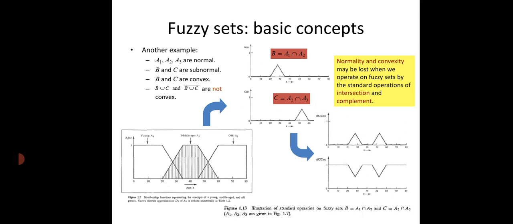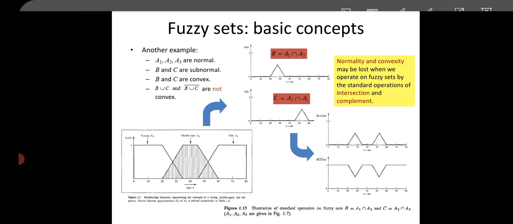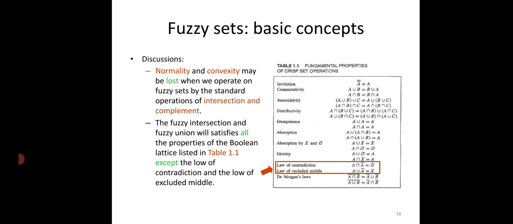This slide shows some basic concepts: normal, subnormal and convex, which are also some properties of fuzzy sets. You can also see the intersection parts in this figure. Keep watching. So the basic operations are complement, union and intersection. Complement is 1 minus the set, union is maximum and intersection is minimum. These are the fundamental properties of set operations on crisp sets.